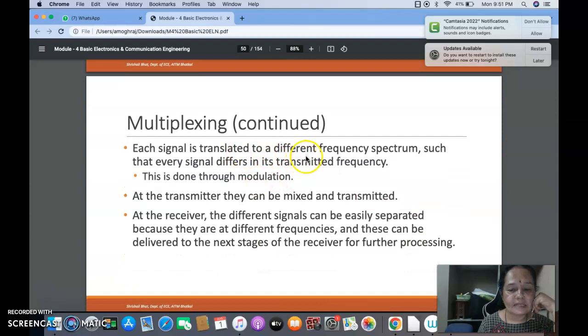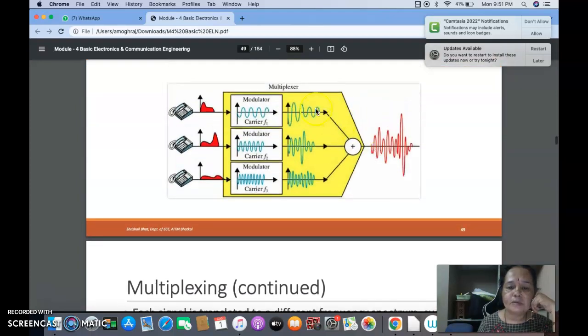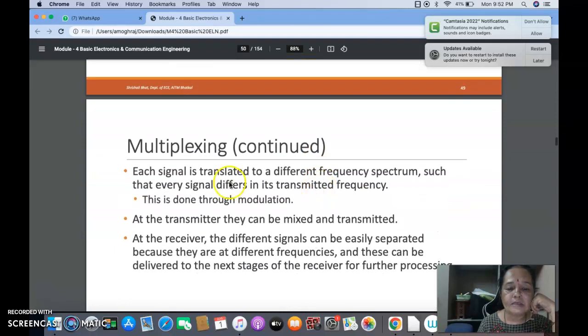Each signal is transmitted in a different frequency spectrum. So the frequency spectrum of this message is translated to this frequency spectrum. This message is translated to this spectrum. Similarly, each signal is translated to a different frequency spectrum such that every signal differs in its transmitted frequency. This is done by using the modulation process, as we have seen. At the transmitter, they can be mixed and transmitted.